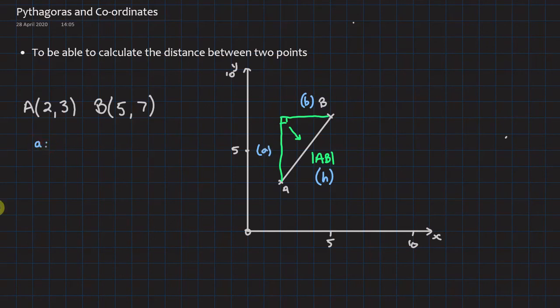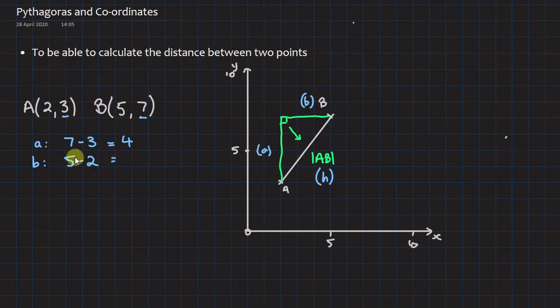So A is actually the difference in the two y values. So my y values are 3 and 7. 7 minus 3 is 4 centimetres or 4 units. B is the x direction, in the way I've chosen to label it, and that is a difference between 2 and 5.